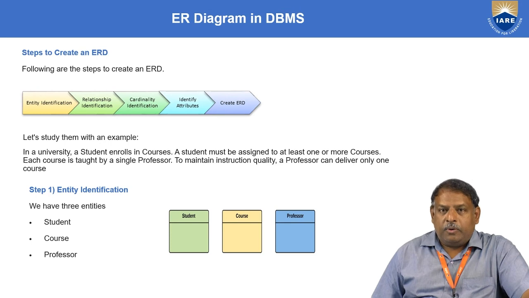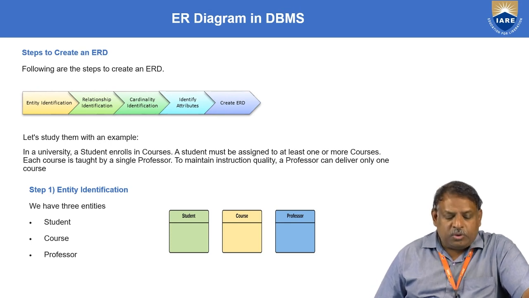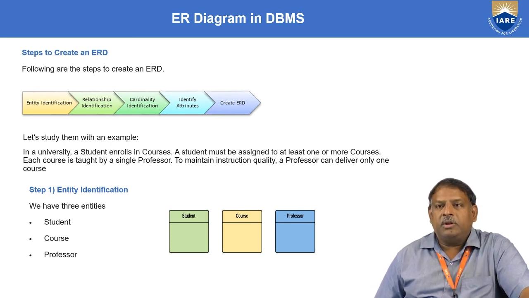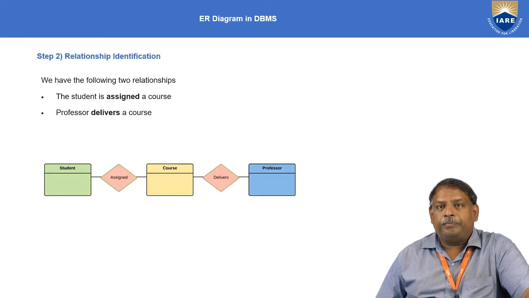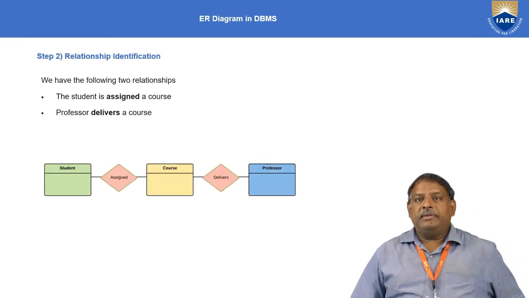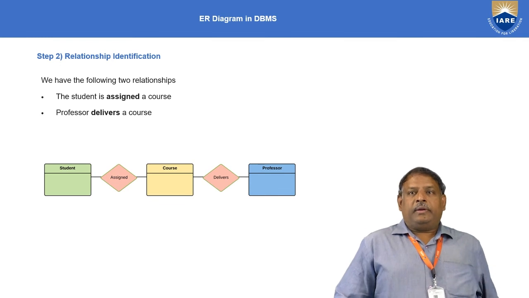Now we have three entities. One is the student entity, one is the course, one is the professor entity. We have three entities. Now we have finished the identification of entities. Next, we'll see how these are related.